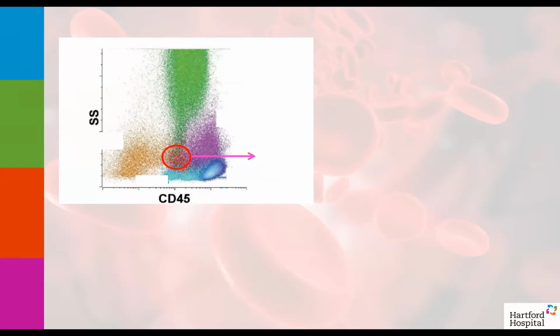All right, cool. So I want to quickly show where everything lies. So this dim CD45, dim side scatter. So first things first, what is side scatter?